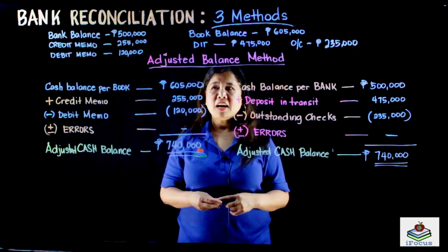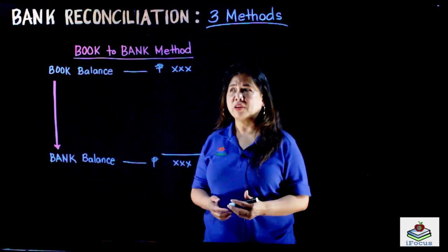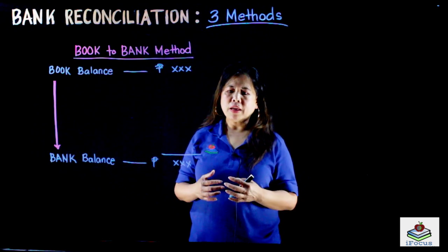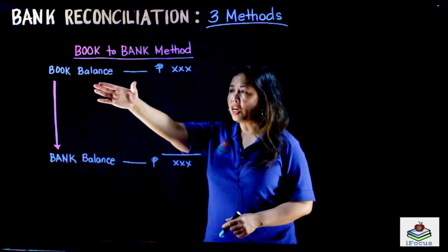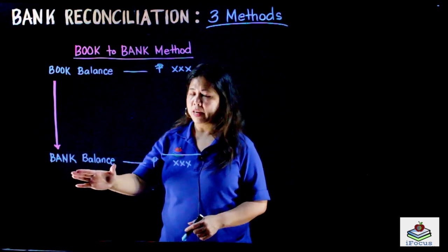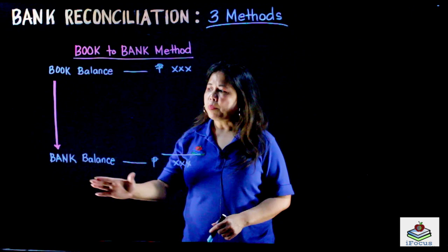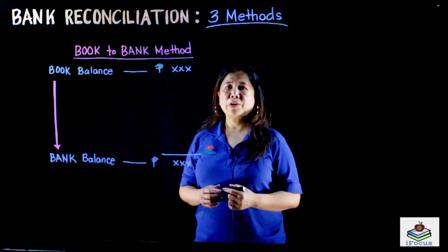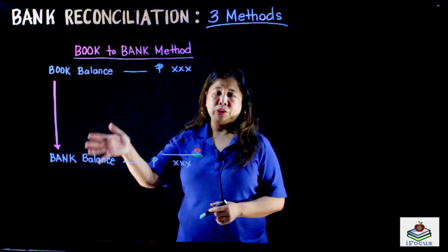Alamin naman natin ang ating bank to book balance. So another method of the bank reconciliations, one of the three methods is the book to bank method. Ang book to bank method is the book balance is adjusted to the bank balance. So yung book balance na yan is adjusted to equal the bank balance. So yung amount ng book balance ay i-reconcile natin para maging bank balance. So ginagamit itong method na ito kapag ang requirement ng problem mo is to find the bank balance. So ito ang gagamitin mong method.